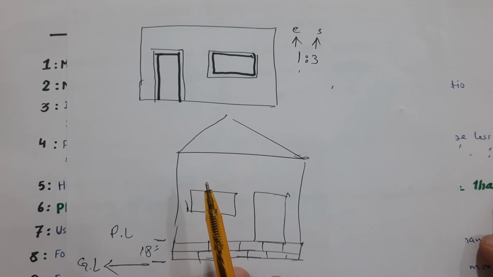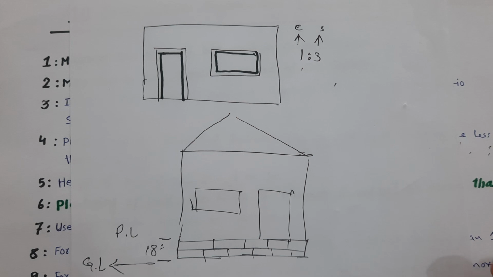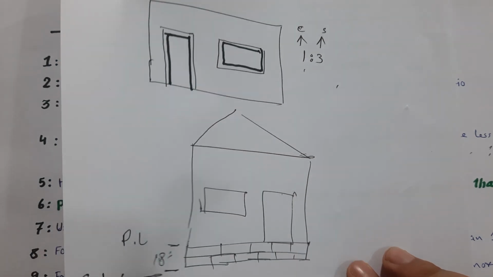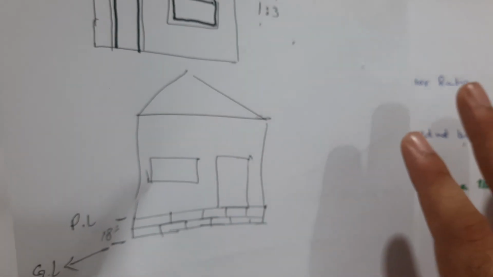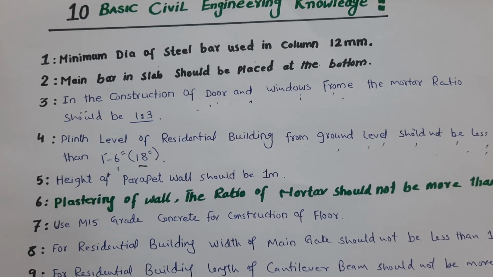That's why, because here we have rainwater. Okay, so many things you can consider, such as the road level, etc. It should be a minimum of 18 inches, but I'm recommending that, depending on the location of the building, normally you can keep 2 feet height from the ground level. That is called plinth level.